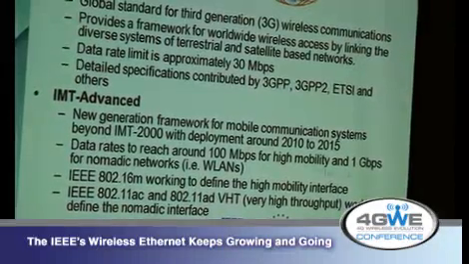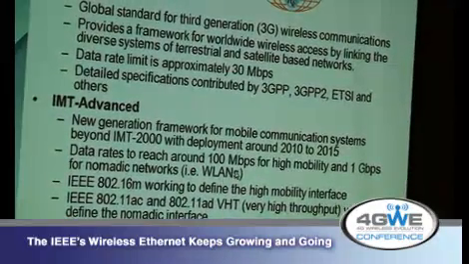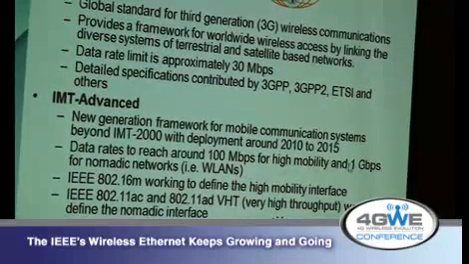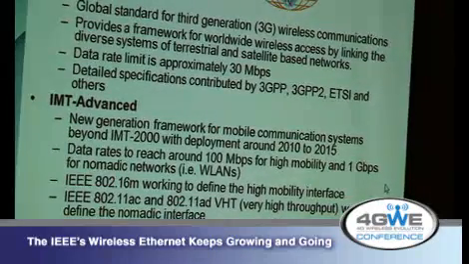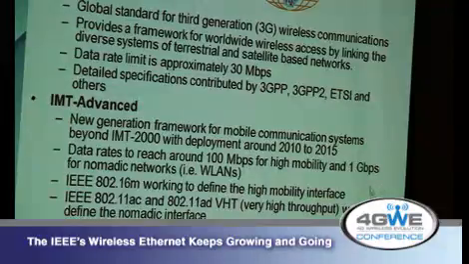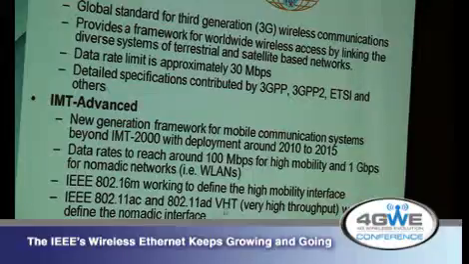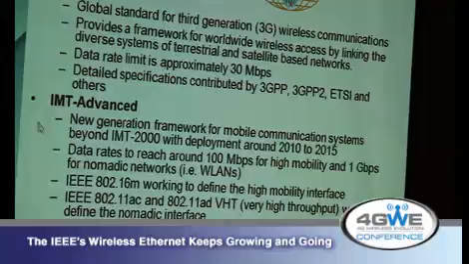So data rates for nomadic networks like Wi-Fi are required to reach 1 gigabit per second. So today, both .16 and .11 are working to meet the framework of ITU for IMT Advanced. International Mobile Telecommunications is what IMT stands for. And the work is going on. We'll review some of that.